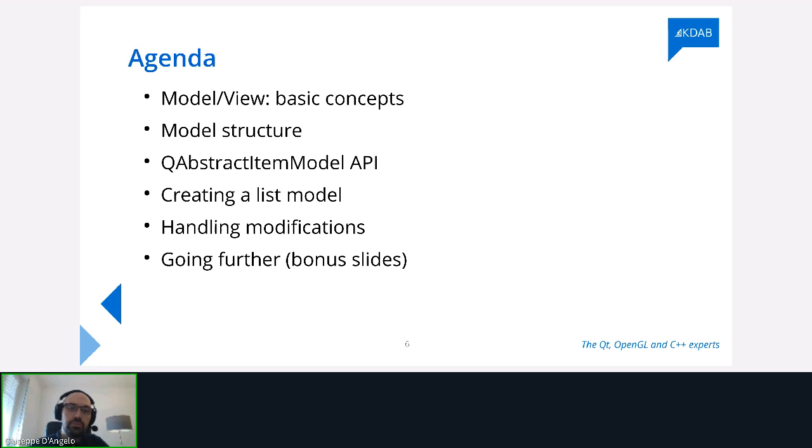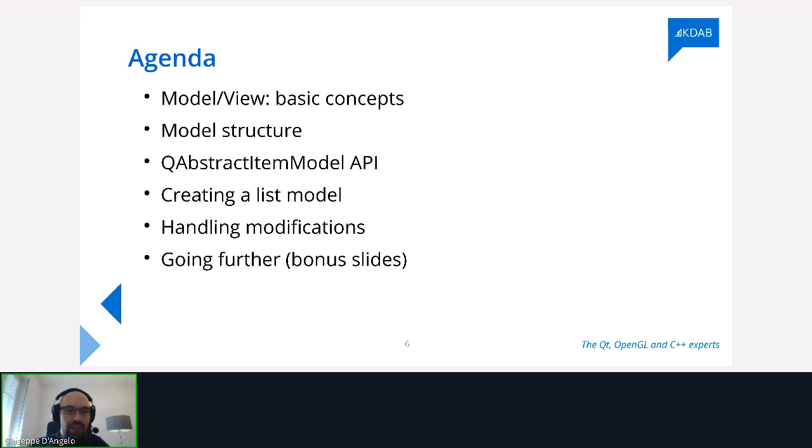And then we will focus exclusively on the model part of things. What is the structure of a model in Qt? What kind of data can be represented by a model? And how do we access this data in a model? This will naturally go into discussing the base class of all models, which is this class called QAbstractItemModel. We will have an overview of its API.